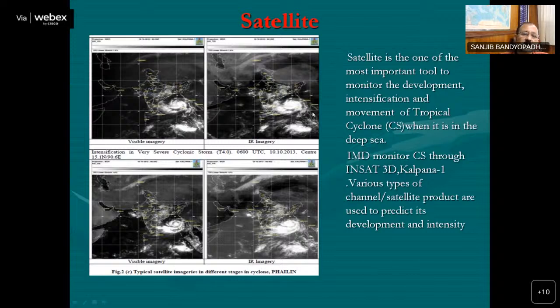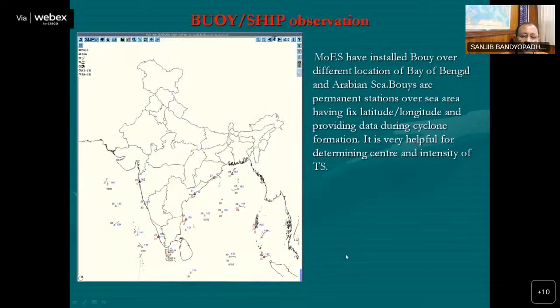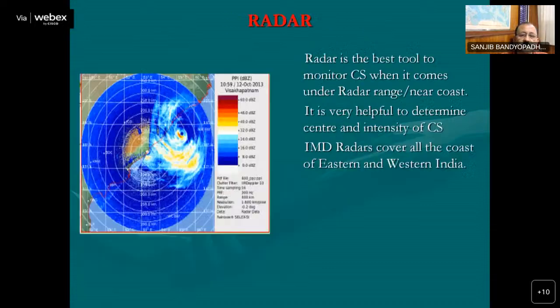So satellite, we are all aware, we have visible, we have infrared, we have a sounder, we have imageries. So through IMD INSAT 3D, we are monitoring. So these are the buoy data over our region. Bay of Bengal, you see, has more than the Arabian Sea. So this buoy data is very helpful during the monitoring immediately after the forecast.